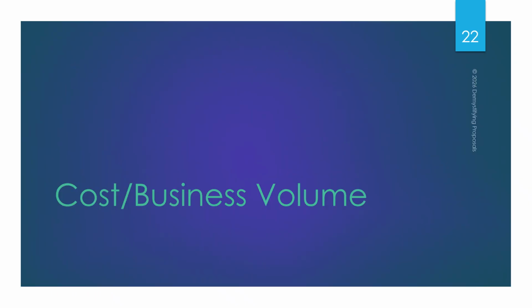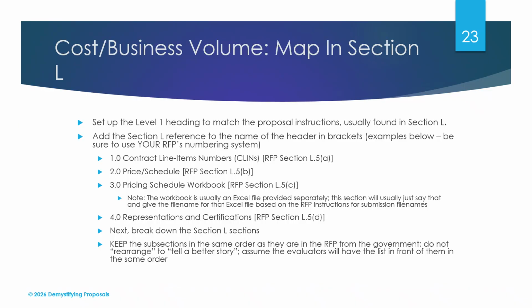In this section, we'll talk about how to outline the cost volume or the business volume. For the most part, the outline will look very similar to that of the technical volume. First, you map in section L and make sure that your level 1 headings match the proposal instructions at the highest level. Those are usually found in section L. So, for example, the first section might be contract line item numbers, and the second section might be price schedule. Note that just as you did with the technical volume, you're going to put the RFP section references in brackets after your level 1 headings.